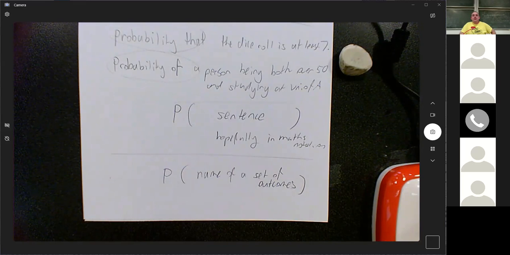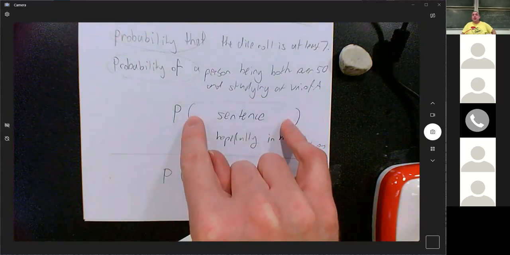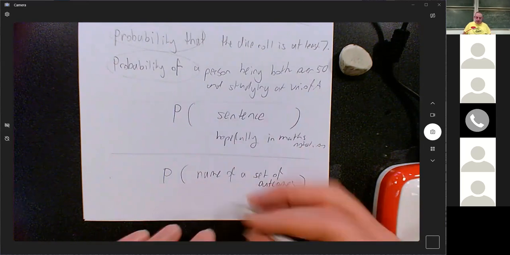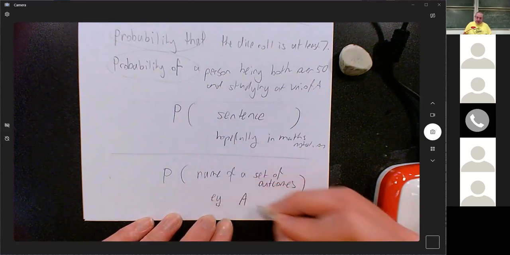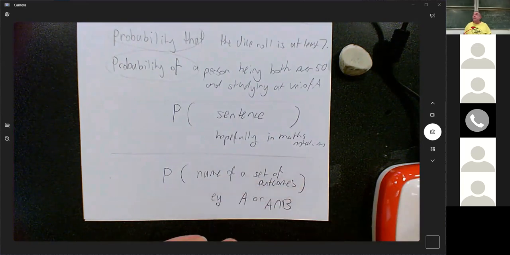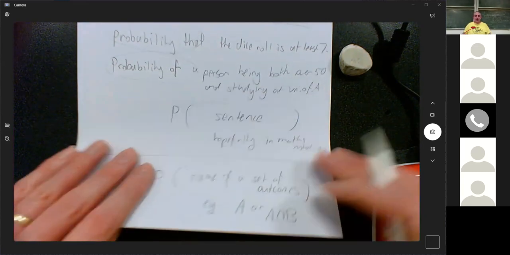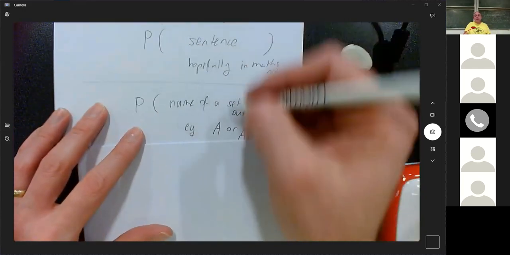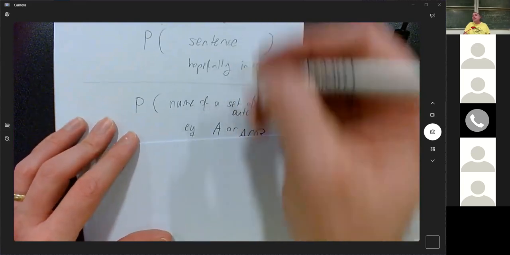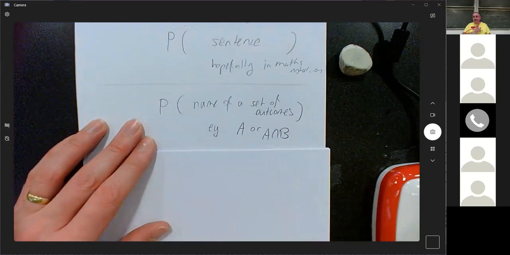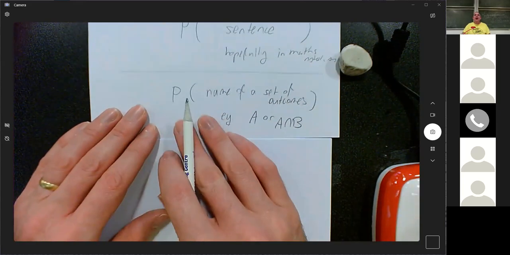Cool. So instead of having a sentence in this spot, you may just have a letter like A or something like that. So e.g. P of A, or P of A intersection B, that sort of thing. So we get to decide which way we do it. We can't mix them. Some people do, but that's not how we do it.